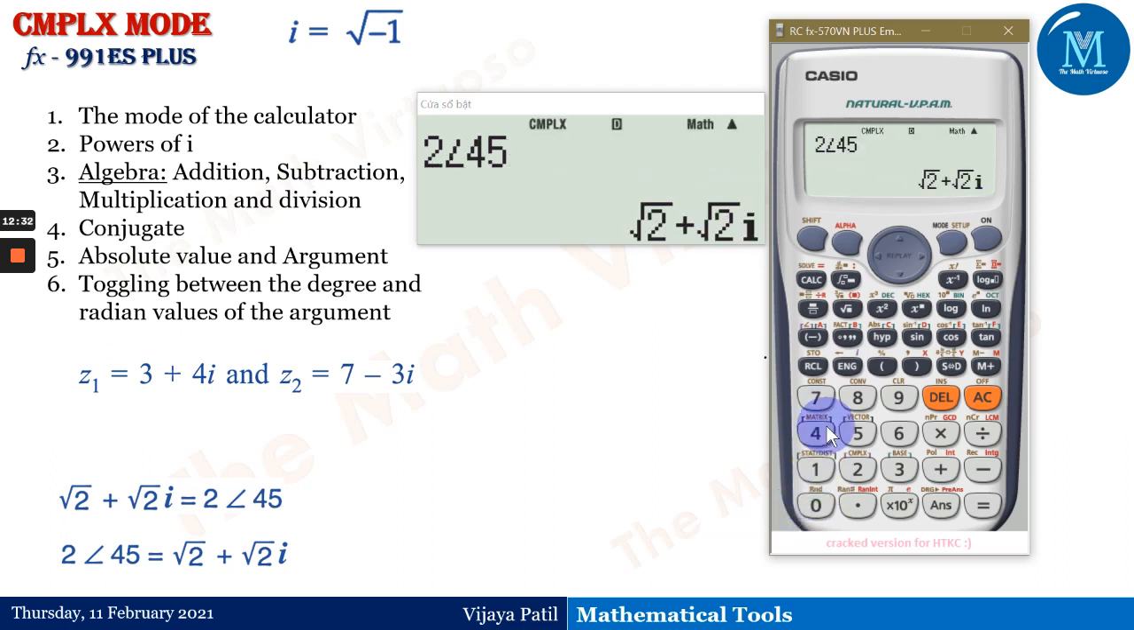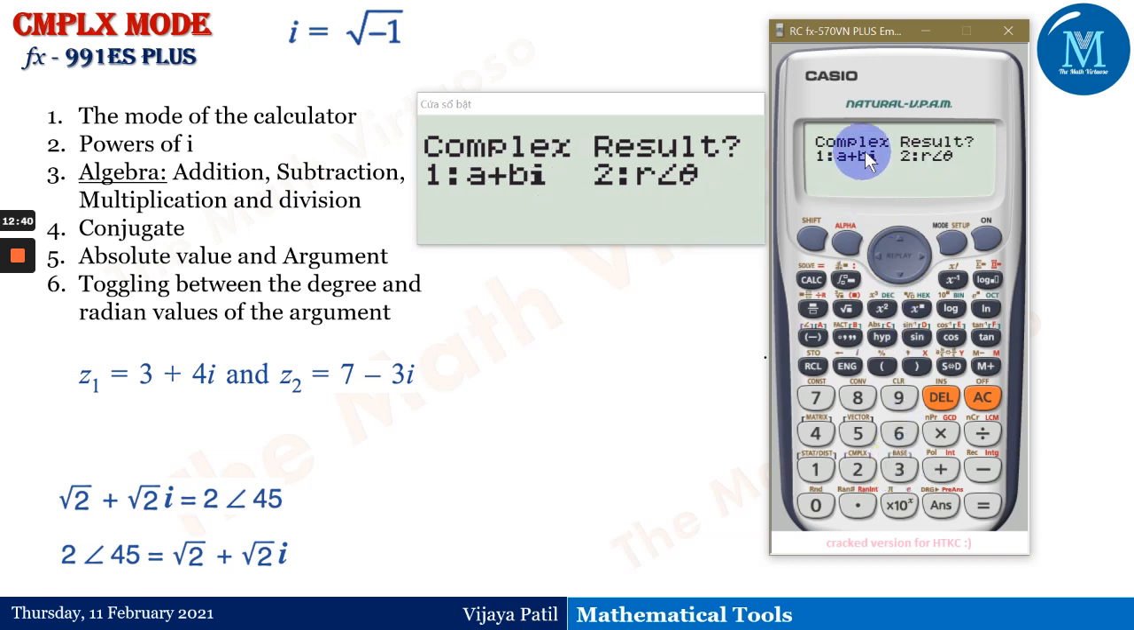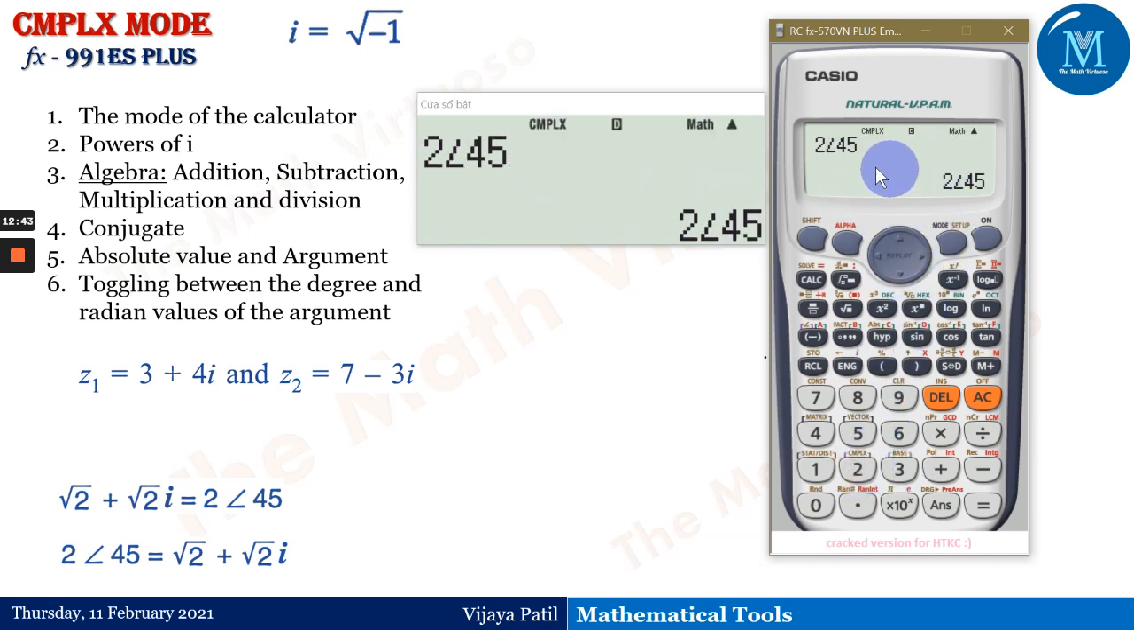Suppose I put 1 here, it's already in 1. And suppose again shift mode, down arrow, 3, and then I put 2 over here, I'm going to get this as this. Have you observed the change in it? This is the change after toggling between degree and radian mode. You will get 45 in degree mode, and you will get pi by 4 in radian mode. So you can find out the value of complex numbers, or addition, subtraction, whatever you want to do with this.